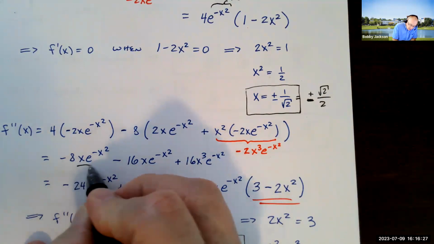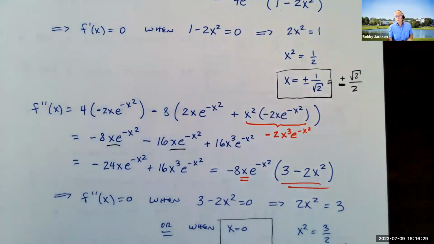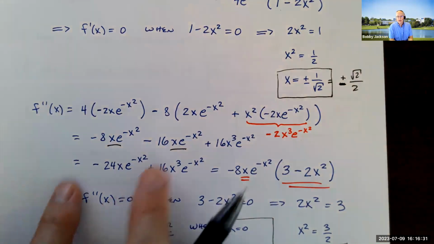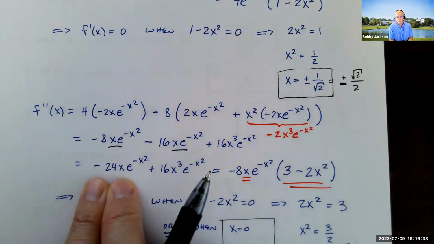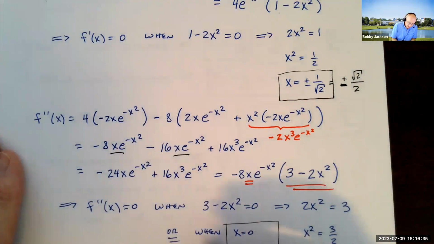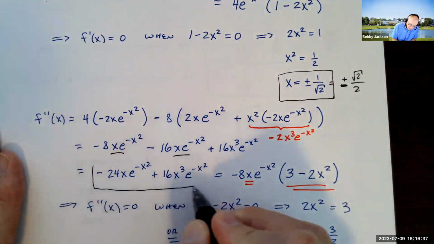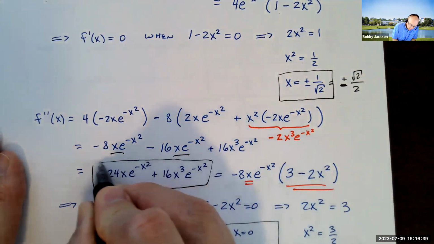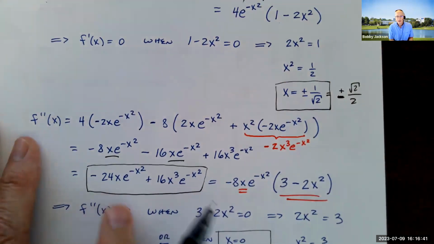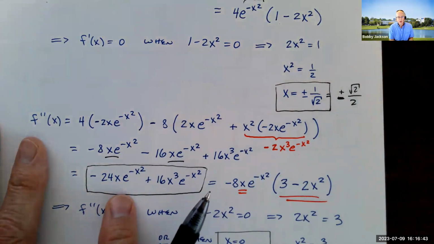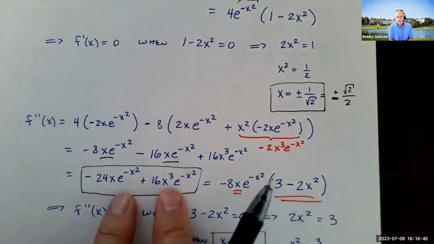Notice these two here are like terms, so I can combine them. Negative 8 minus 16 is negative 24x e to the negative x squared. So here's my derivative of my derivative, my second derivative for the function. And I'm interested in when the second derivative is 0, so I'm going to factor this.